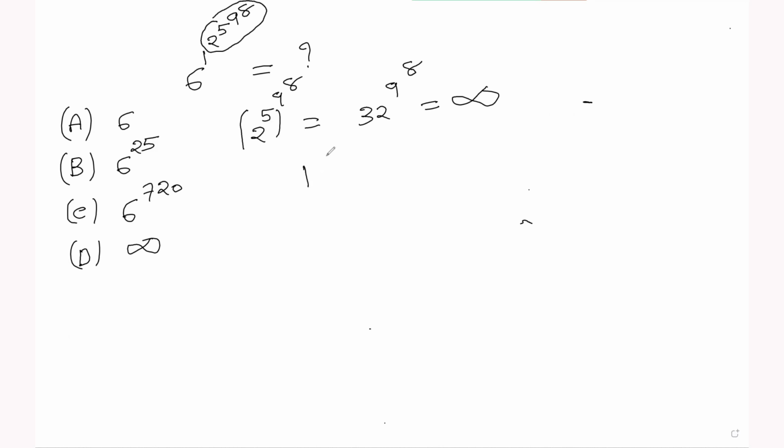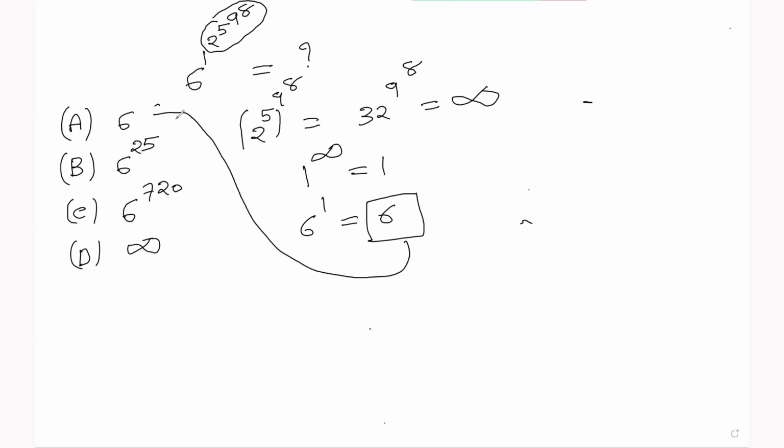And then 1 power infinity. So 1 power anything is 1. So that is going to be 1. And then 6 power 1 is going to be 6. So my answer is going to be 6, which is option A.